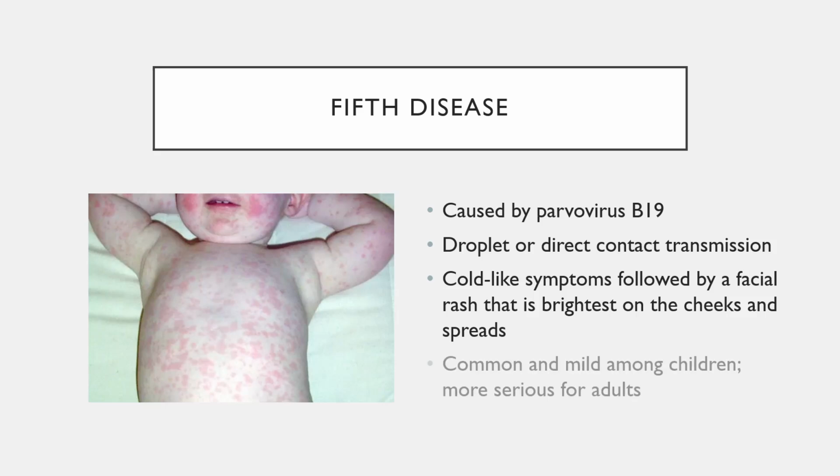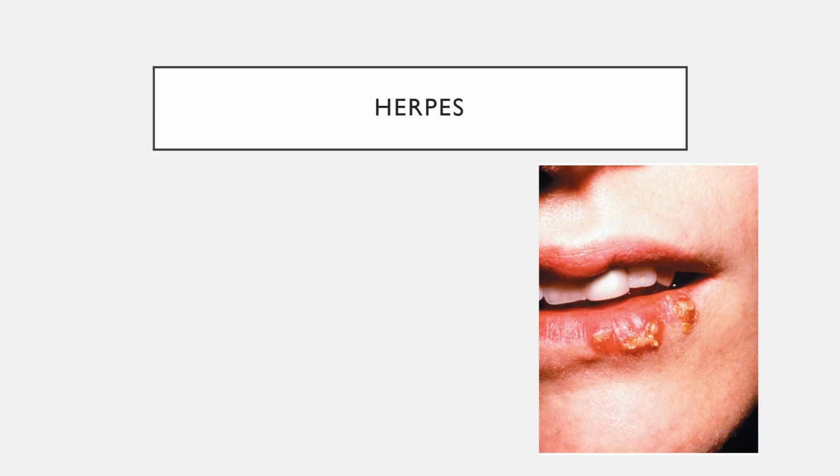It's common and mild among children, but among adults, it can present more serious symptoms, as is the case for many diseases, some of which we'll talk about in this chapter and others we'll talk about in later chapters. Next, we have herpes. Herpes is caused by one of two viruses in the herpes simplex virus group. We have herpes simplex virus 1 or 2.